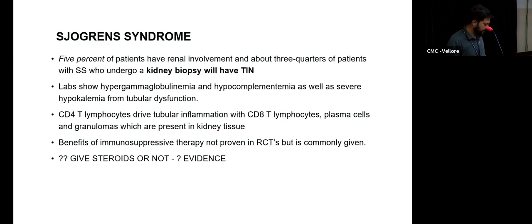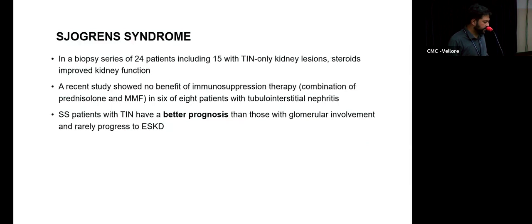So you should have a wide range of suspicion as to what exactly is going on when you get a Sjogren's patient. In a biopsy series of 24 patients, including 15 who had only TIN lesions, steroids improved the kidney function. A recent study showed no benefit of immunosuppression therapy, a combination of prednisolone and MMF, in 6 out of 8 patients with TIN. But Sjogren's with TIN have a better prognosis than those with glomerular involvement, and rarely progress to ESKD.